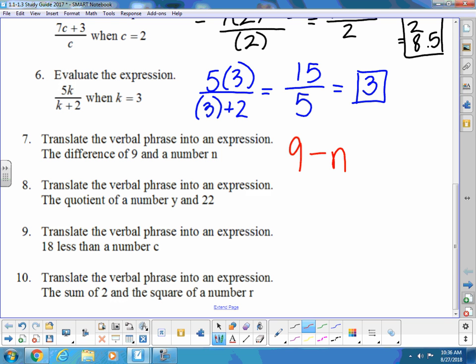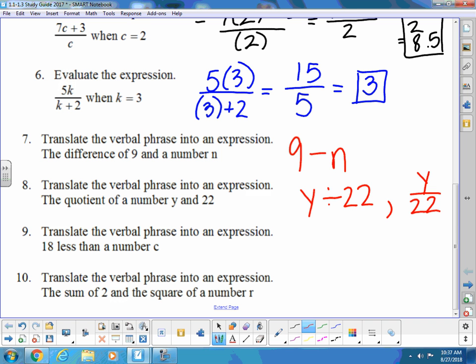The quotient of a number y and 22. What does the word quotient mean? Division. What's it going to look like? You can write it like that, or most of the time in algebra we're not going to see that division sign with the dot above and below. Okay.